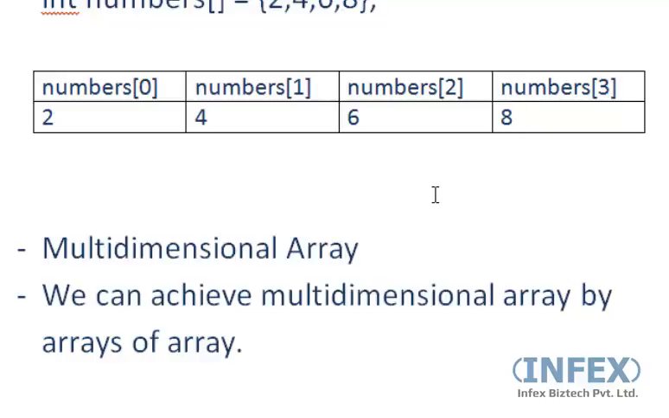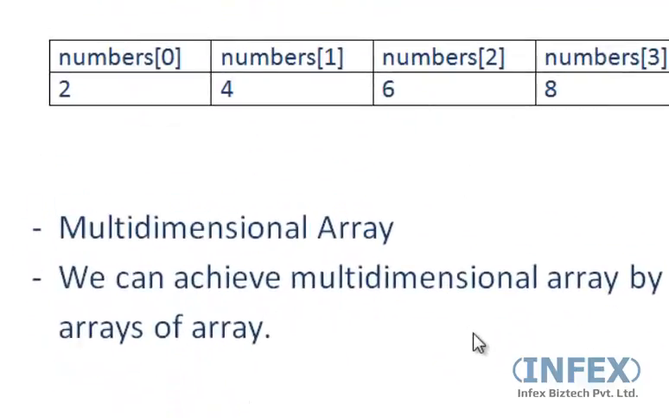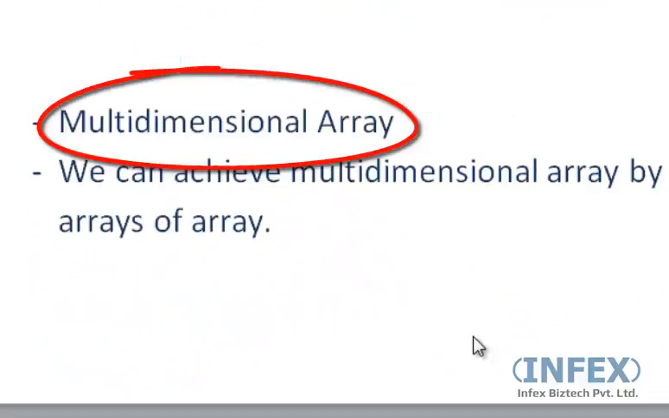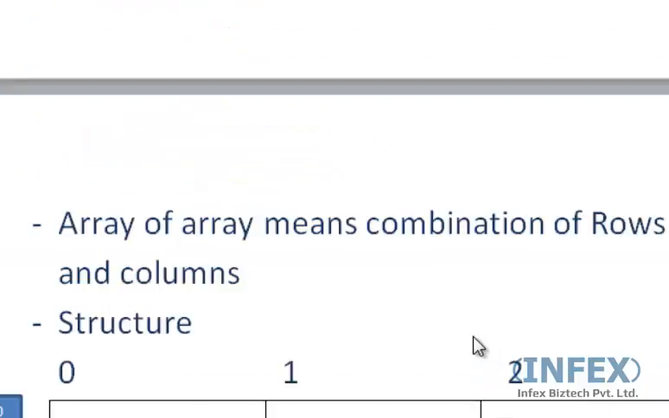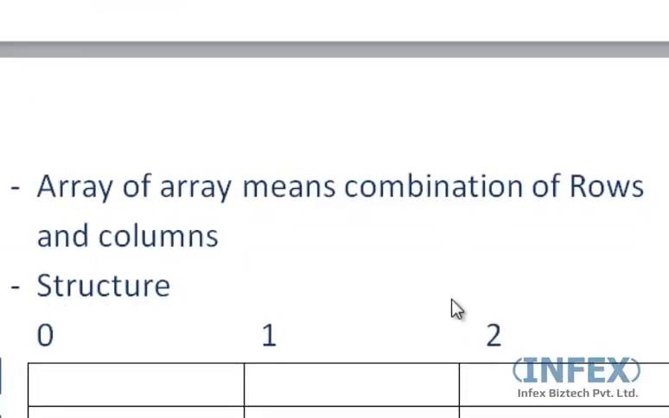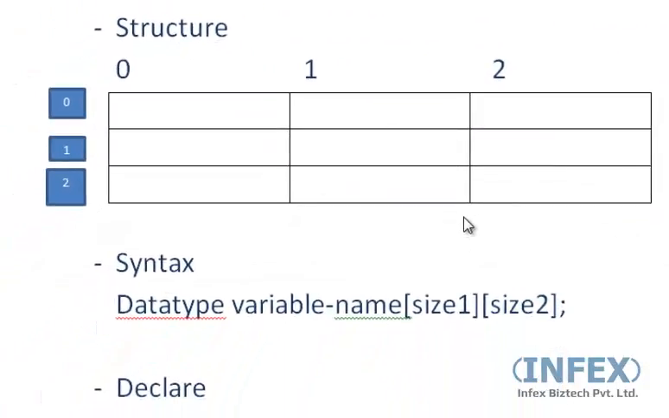Okay, so now let's go through the multi-dimensional array. We can achieve a multi-dimensional array by an array of arrays. Array of arrays means a combination of rows and columns. This is the structure of a multi-dimensional array. Here rows are represented horizontally by 0, 1, 2 and columns are represented vertically by 1, 2, 3.